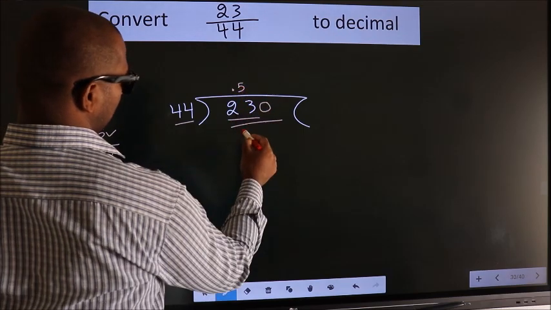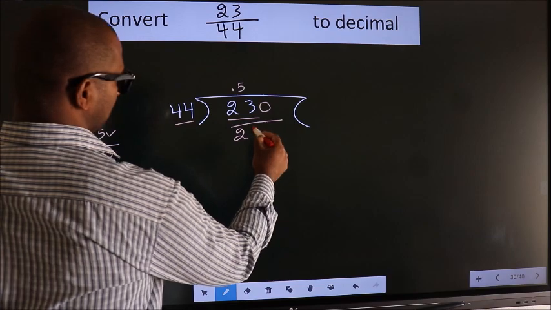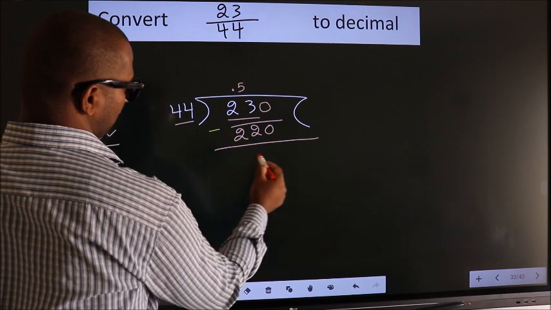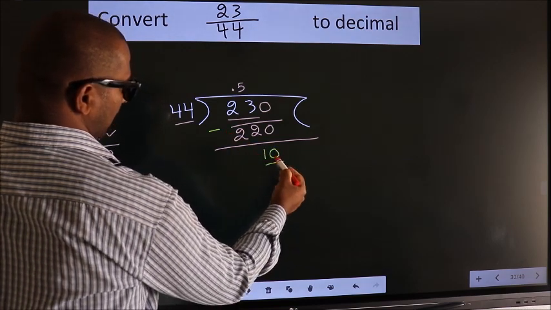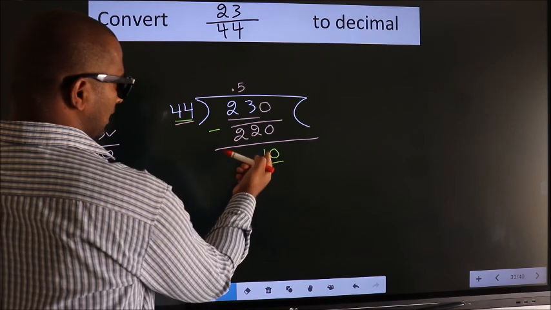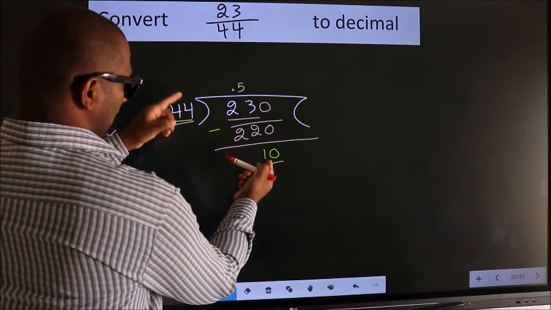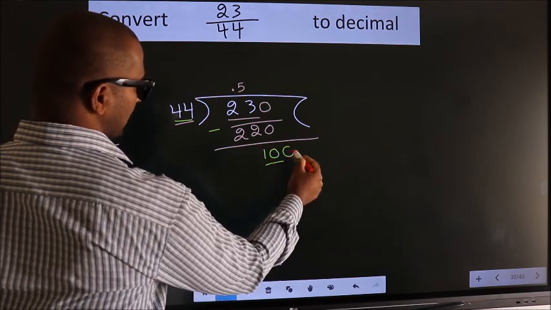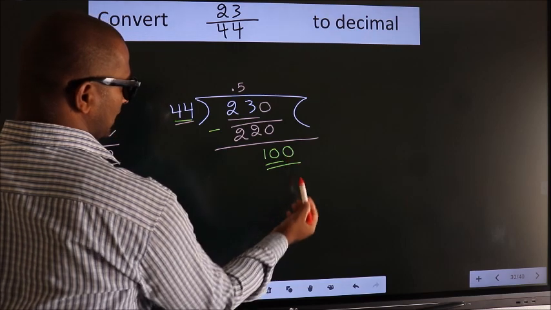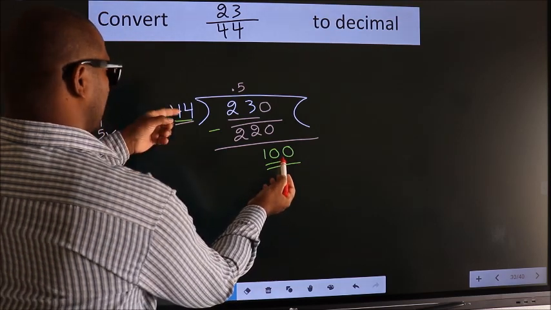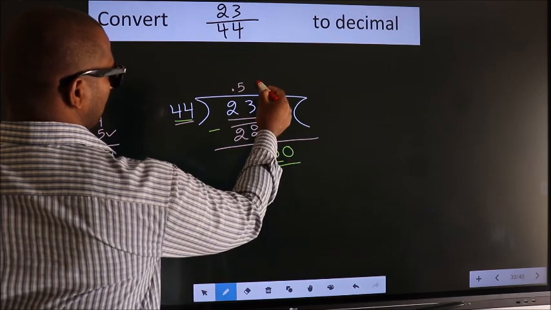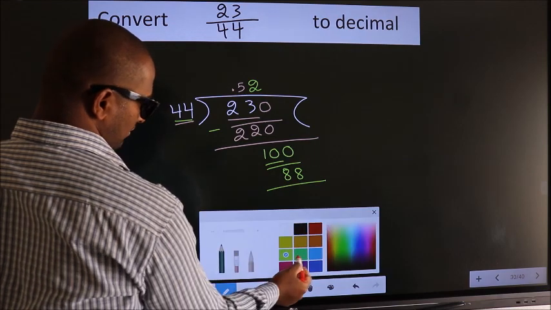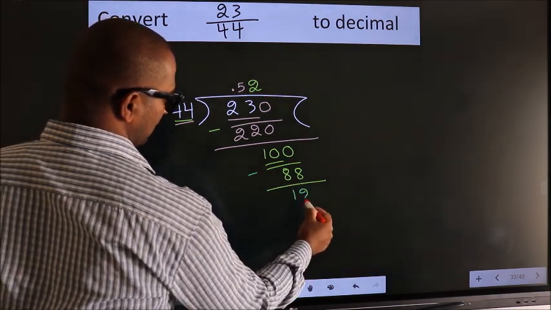So 5 here, 220 here. Now we should subtract. We get 10. Here we have 10, here 44. 10 is smaller than 44 and we already have the decimal. So this time we can directly take 0. So 100. A number close to 100 in the 44 table is 44 twos, 88. Now we subtract, we get 12.